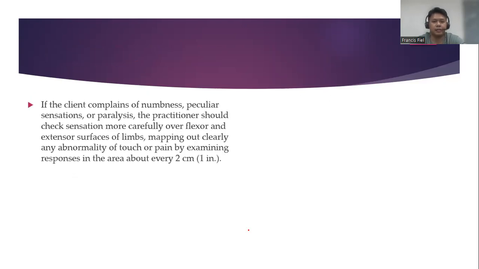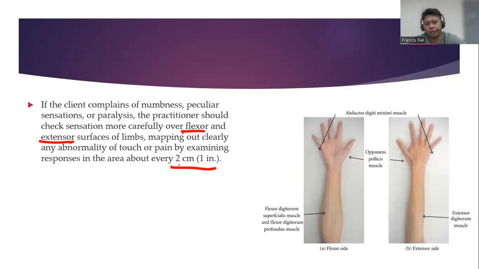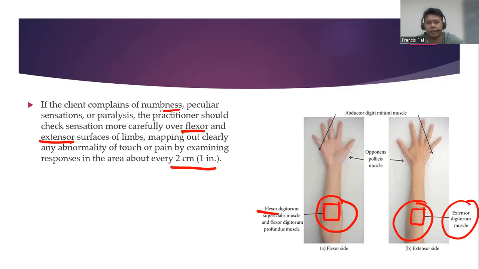If the client complains of numbness, peculiar sensation, or paralysis, the practitioner should check sensation over the flexor or extensor surface of the limbs, mapping out the abnormality by examining every 2 centimeters to 1 inch of area. Where are the flexor and extensor? This area of the forearm is your flexor. When supinated or pronated, that is your extensor area. That is where you assess for numbness or any other sensations.